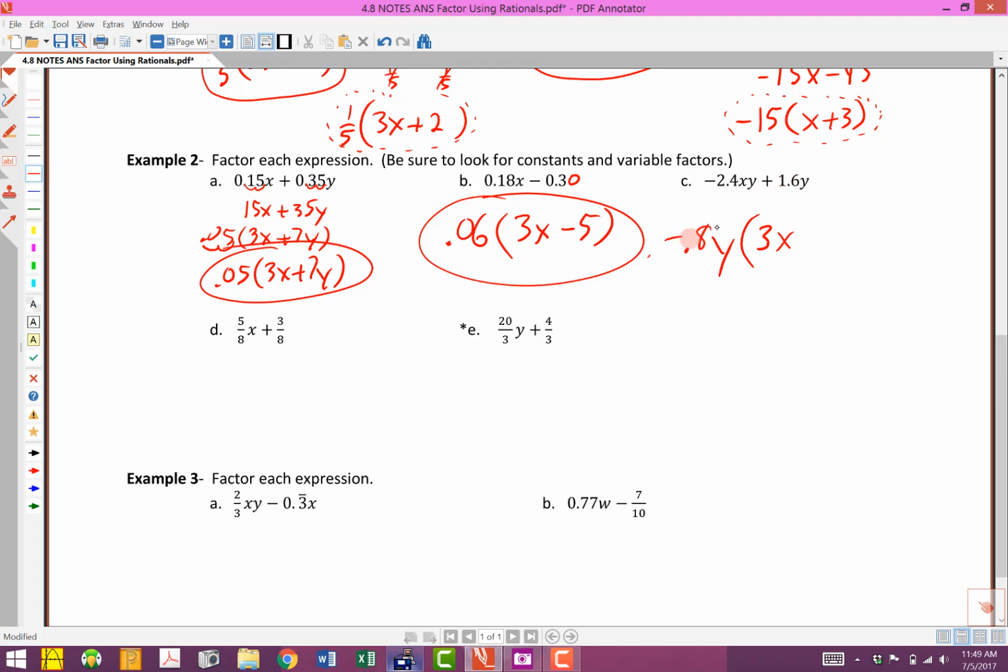If I take a negative out of a positive, that's going to make that the opposite of what it used to be. Think 16 and 8 here. If I take an 8 out of a 16, I'm left with a 2, and we took the y out. So I think this is the answer right here.